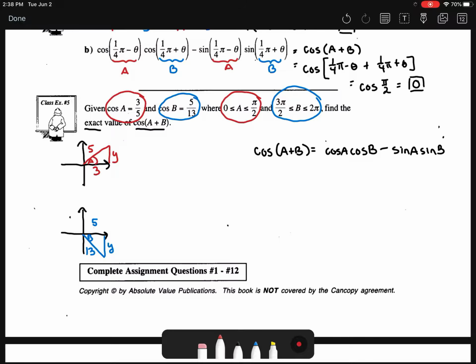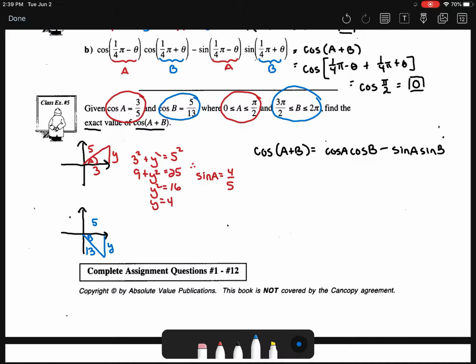So for A, in quadrant 1, how am I going to find y? Well, it would be 3 squared plus y squared will equal 5 squared. So that's 9 plus y squared equals 25. Y squared will equal 16, so y will equal 4. So therefore the sine of A, opposite over hypotenuse, would be 4 over 5. So there's the sine of A.